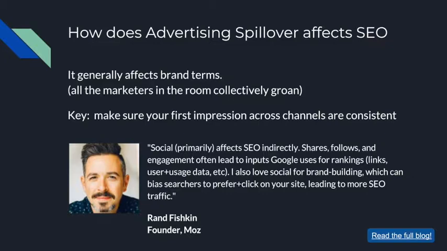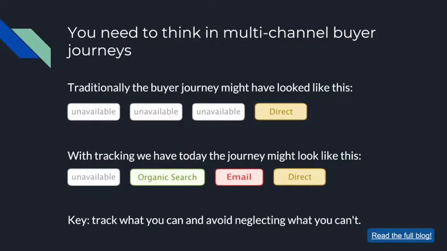So the key is to make sure that your first impressions across channels are consistent. Now, the traditional multi-channel buyer journey might look like this: billboard, print ad, radio spot, and then you go to their brick and mortar location, or you go to their website and make a purchase.